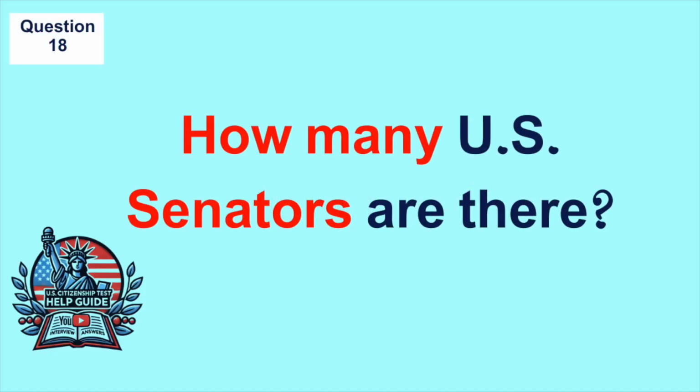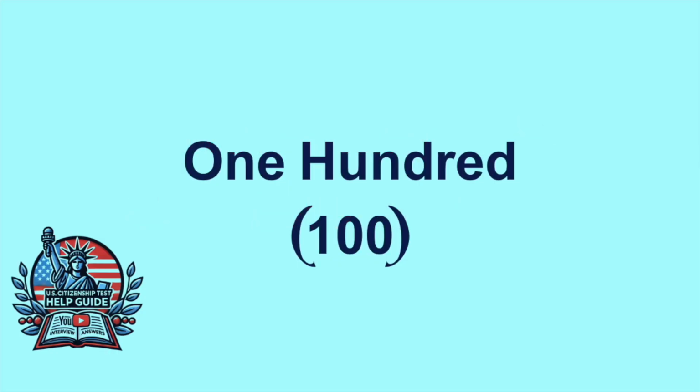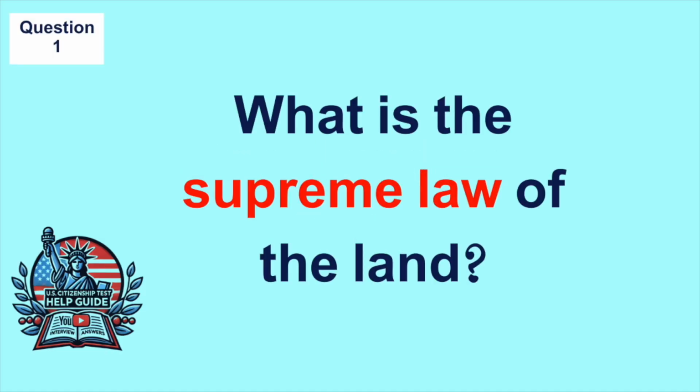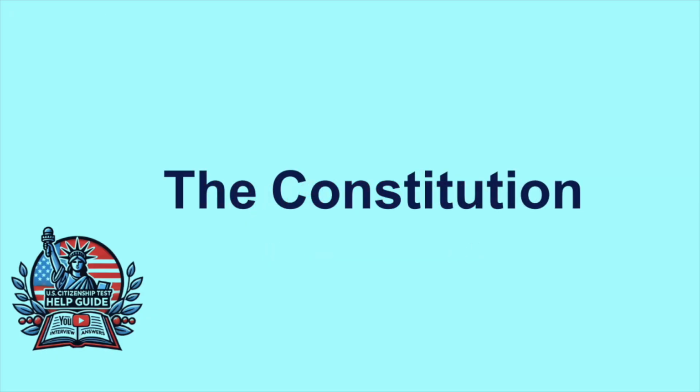How many U.S. senators are there? 100. What is the supreme law of the land? The Constitution.